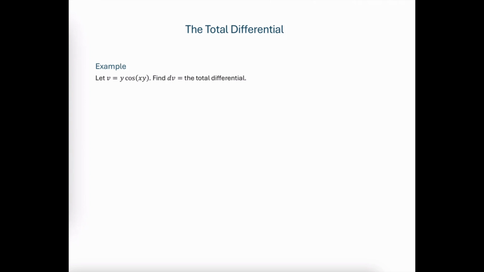Here is an example where we're going to calculate the total differential. We have a function v that is a function of x and y, and we're asked to find dv, the total differential. The formula used to calculate the total differential is the first partial with respect to x, dx, plus the first partial of v with respect to y, dy.